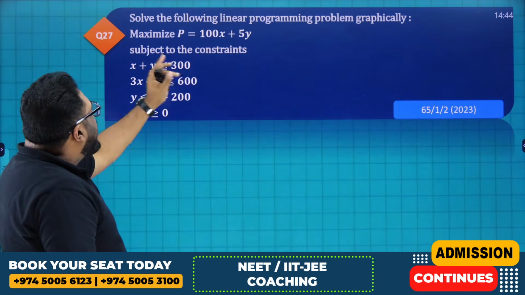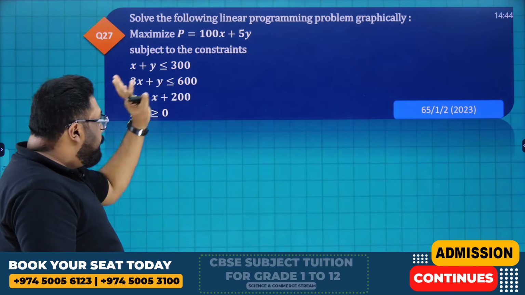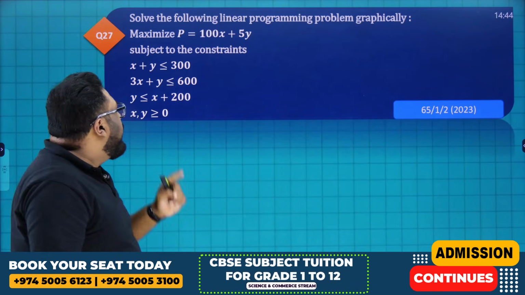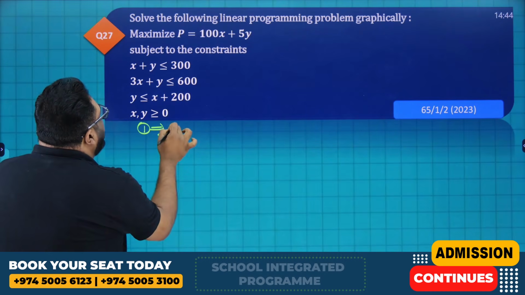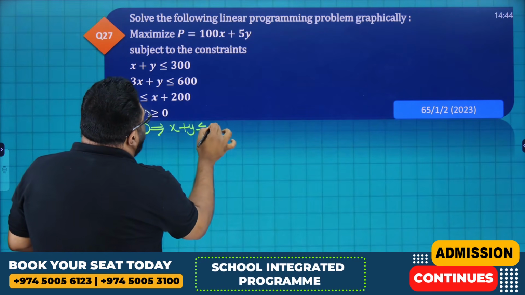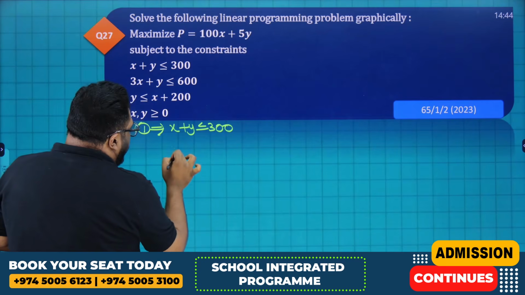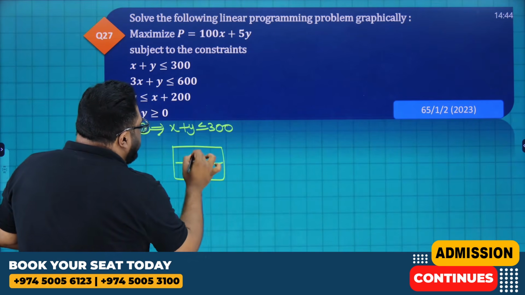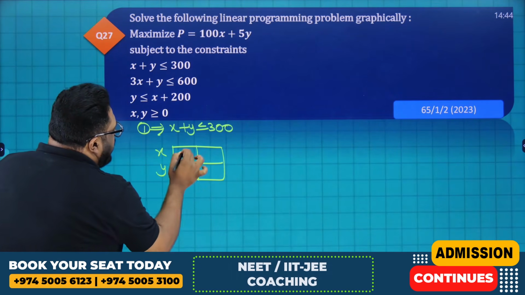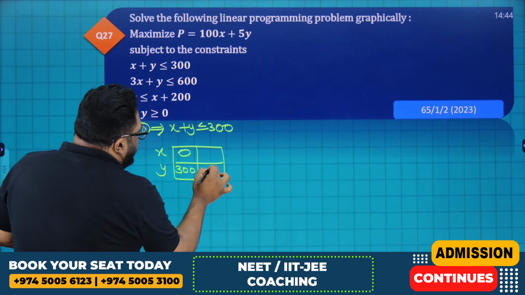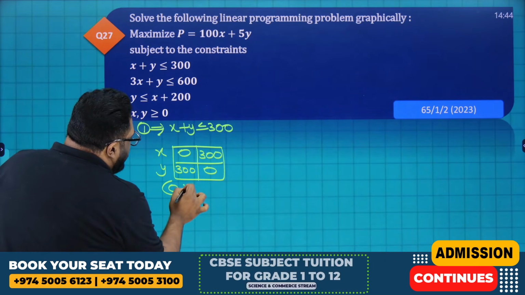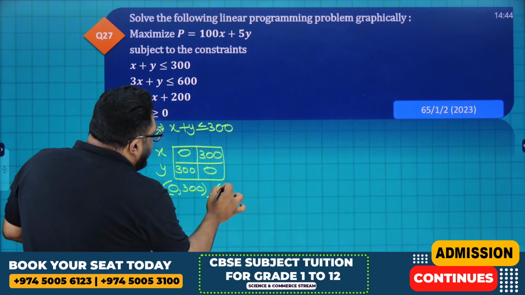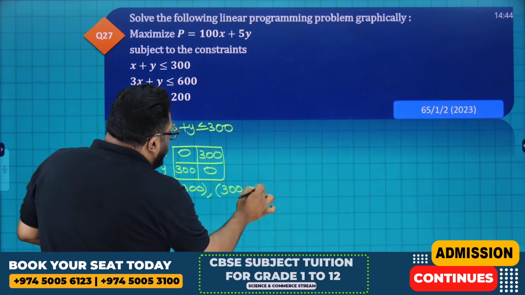Now listen here, my dears. I want the maximum value of z or p, which is 100x plus 5y. I have the three equations, starting with equation number 1 again, x plus y less than or equal to 300. Going for the intercepts, my dears. If x is equal to 0, y is equal to 300. Y is equal to 0, x is equal to 300. So I have my intercepts at 0, 300 and 300, 0.